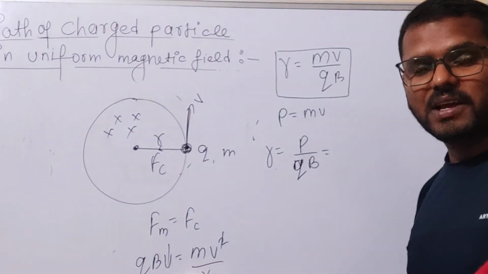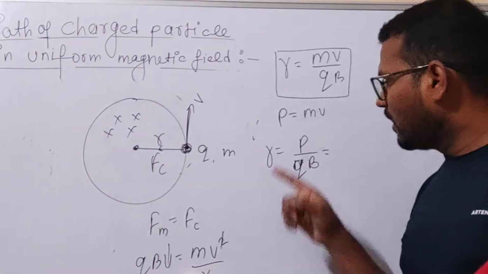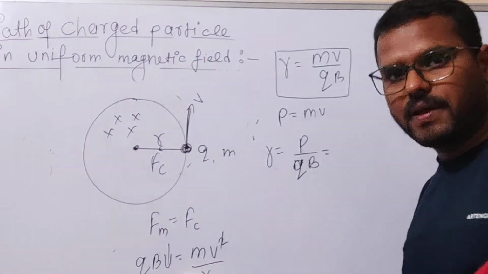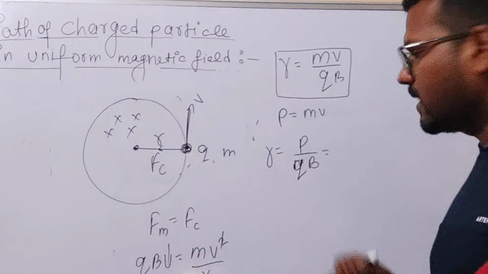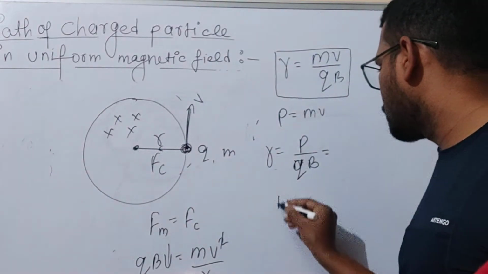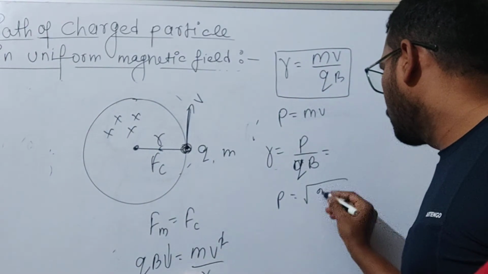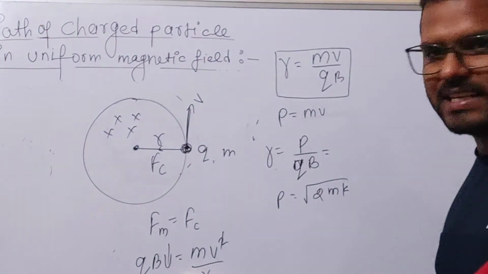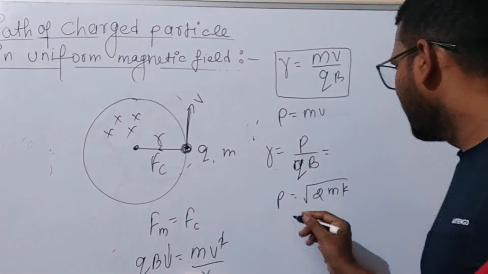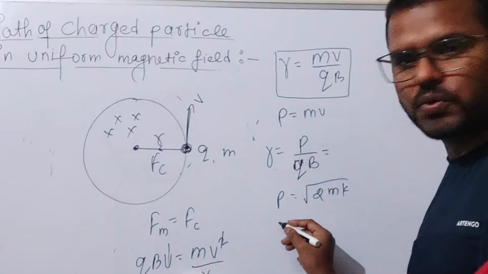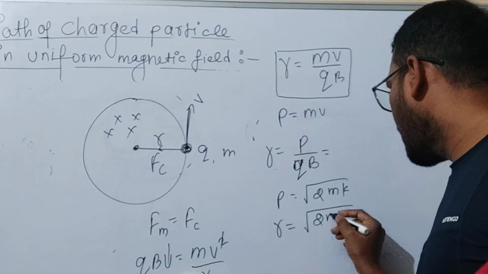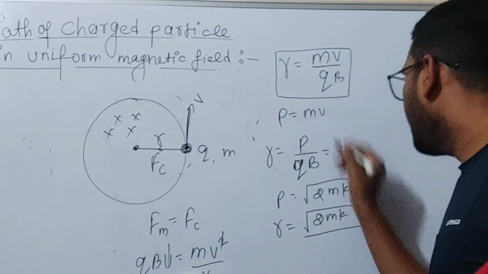And one more point, we know the relation between momentum and kinetic energy. So the momentum and kinetic energy relation is p is equal to under root 2mK, where K means kinetic energy. So we can replace p with it. So r is equal to under root 2mK divided by qB.